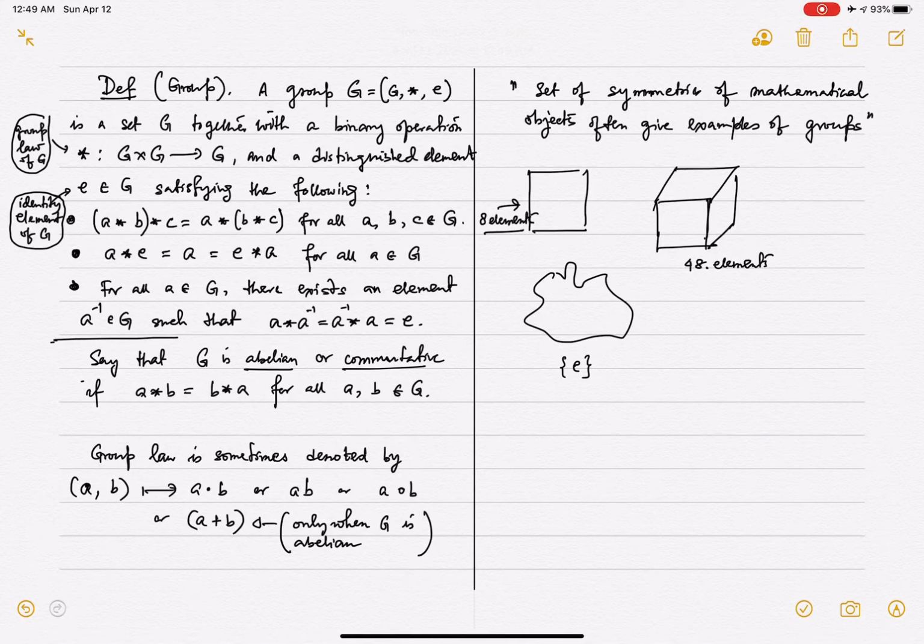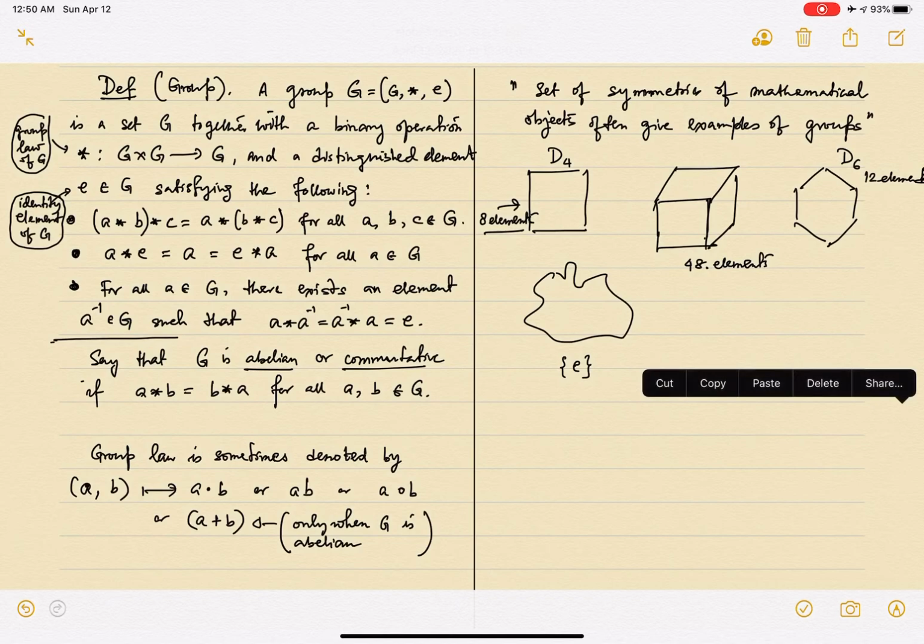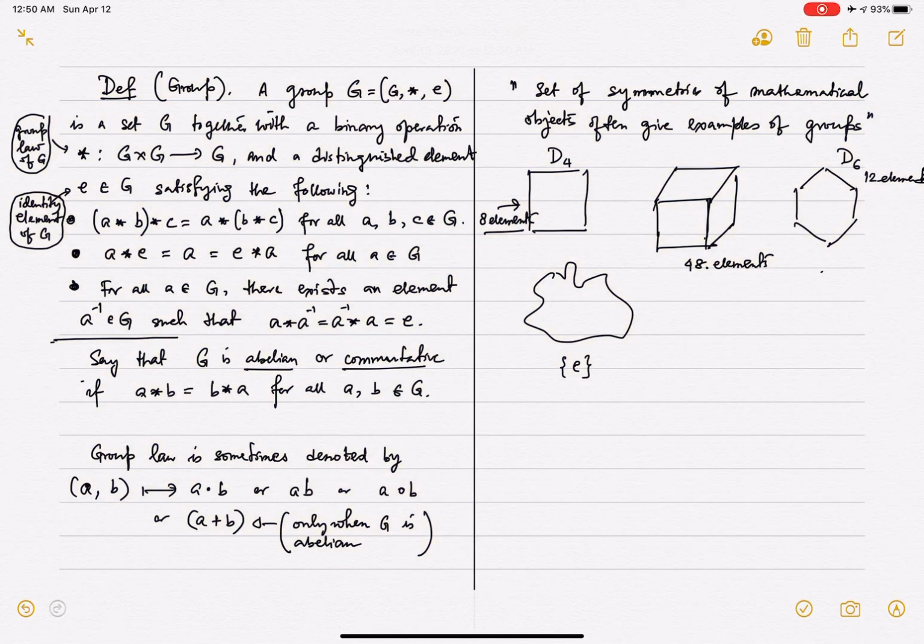Or you could take any n-gon, for example. The symmetries of a hexagon would have 2 times 6, 12 elements. So this one was called the dihedral group D4. This one is called the dihedral group D6. Similarly, you could take any n-gon, like a pentagon or a heptagon, and take its symmetries. The symmetries of a regular pentagon would have 10 elements, etc.